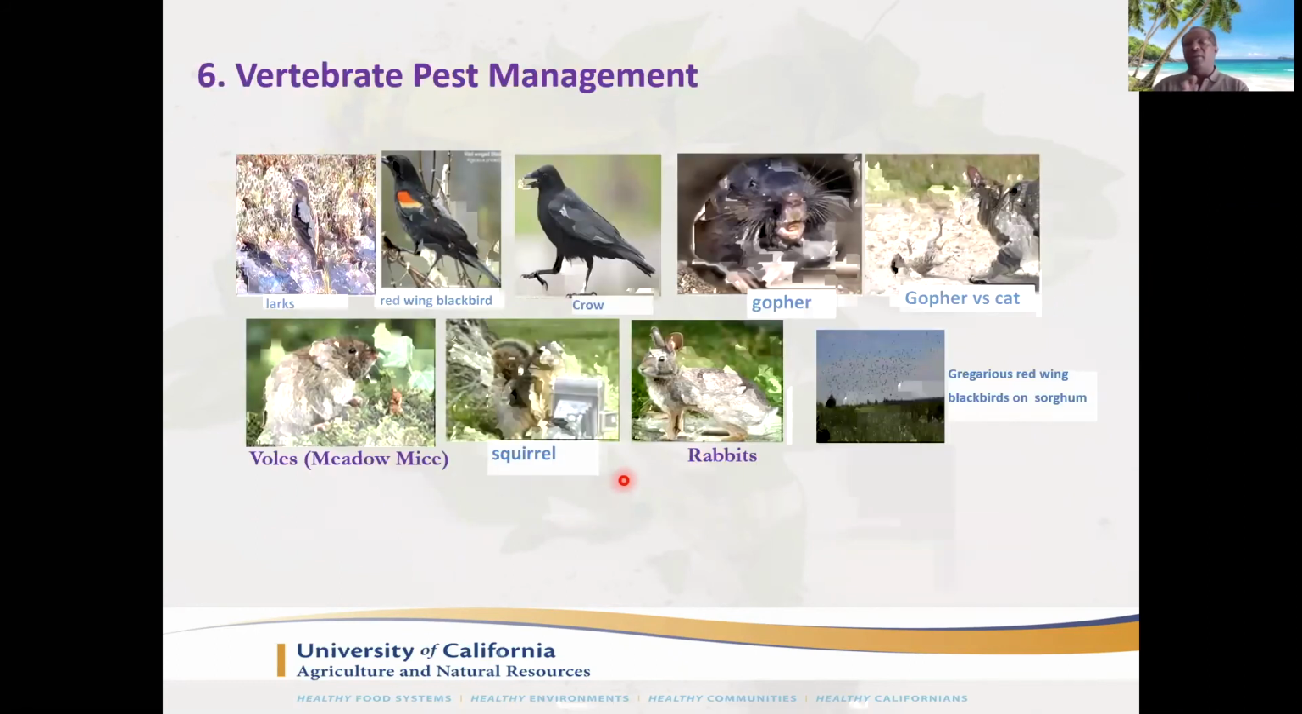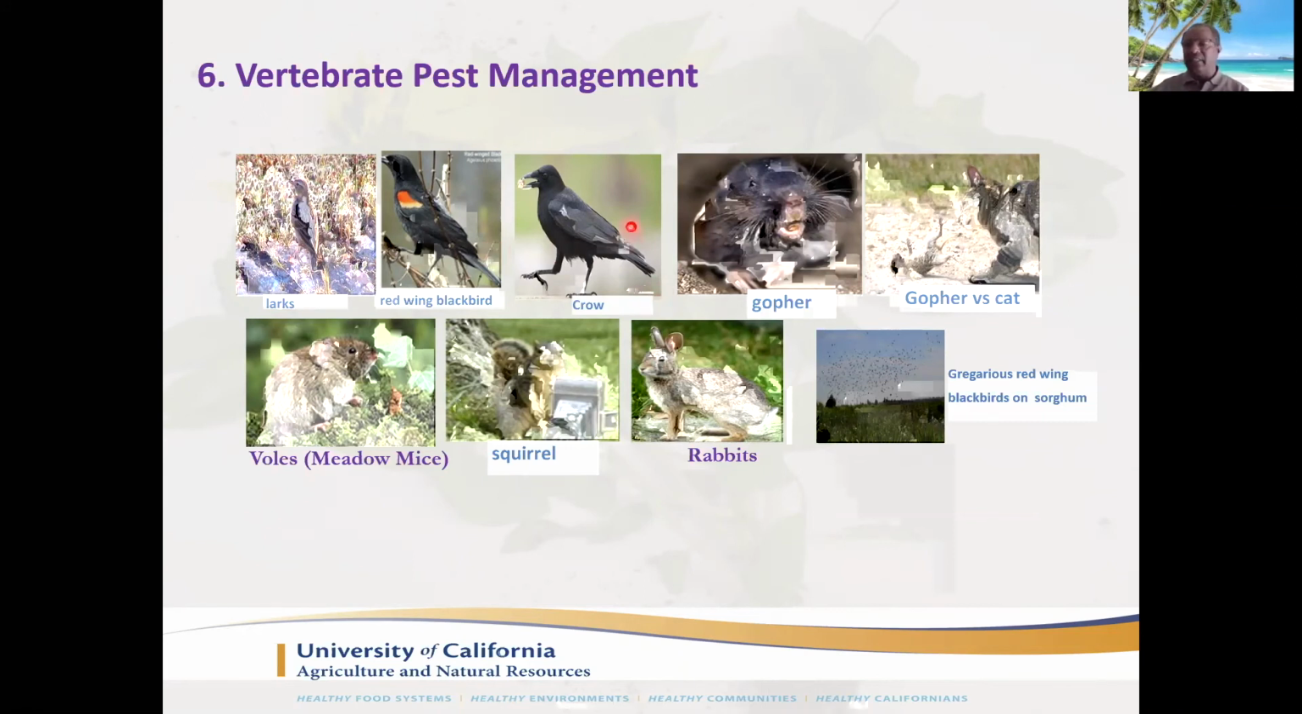All right, we're coming to the last types of enemies, the vertebrate pests. They really look very beautiful, okay? But hey, we don't like them. We don't like them to eat our crop. We can feed them somewhere else, okay?